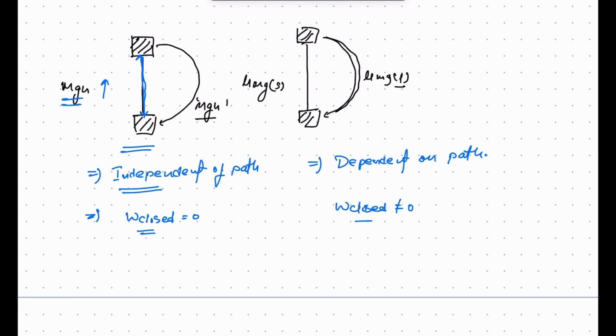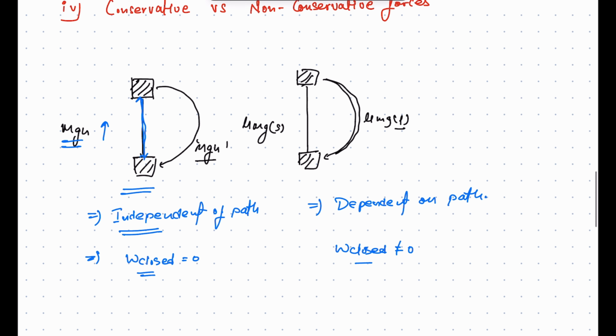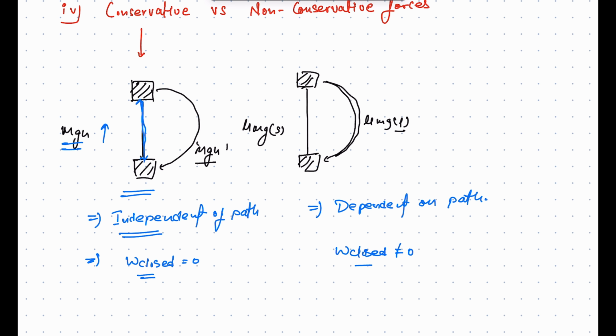Okay. So these kinds of forces are called conservative forces. Conservative forces are those forces for which the work done is independent of path and work done in a closed path is 0. For example, we have gravity, then we have the electrostatic force. And then non-conservative forces, for them the work done is dependent on the path and work done in a closed path is not 0. For example, friction and air resistance. In these cases, the work done is dependent on the path.